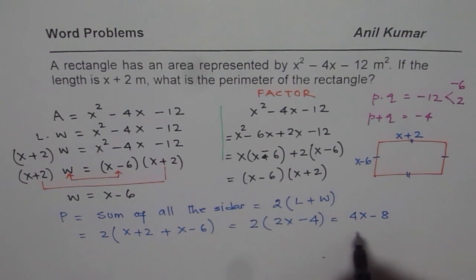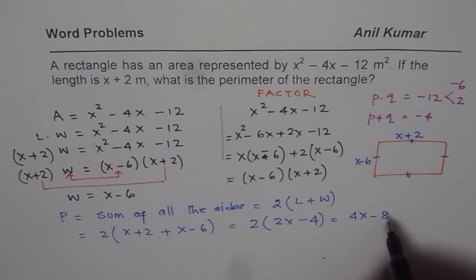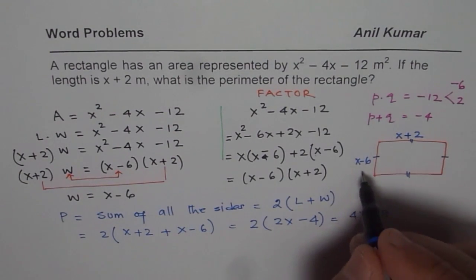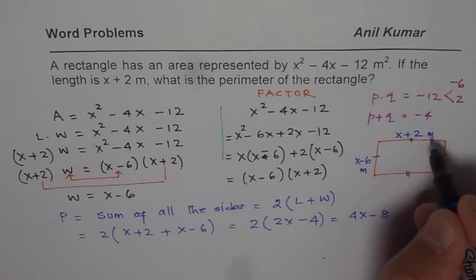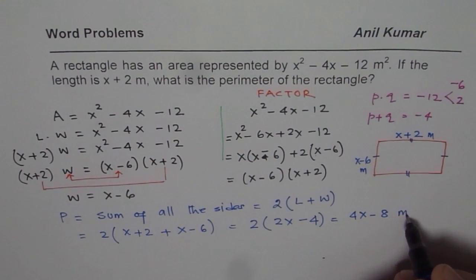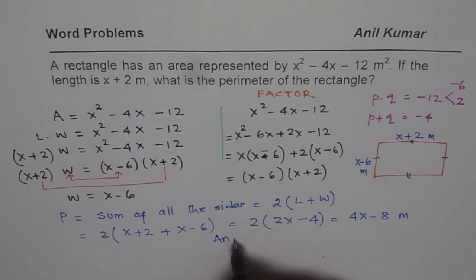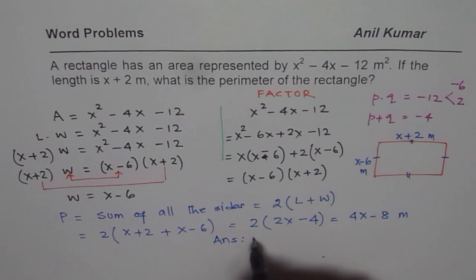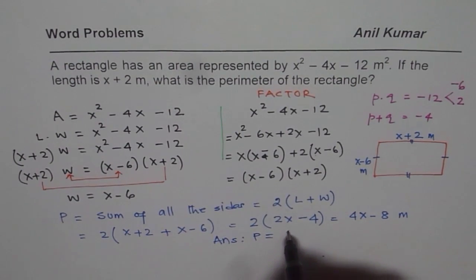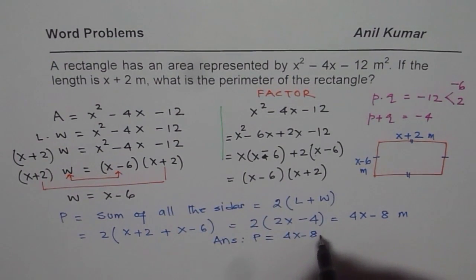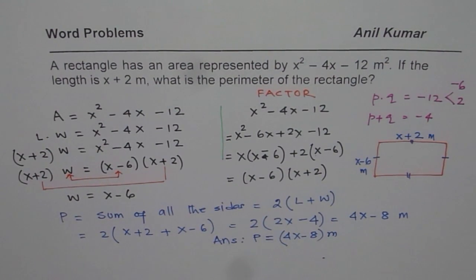So that becomes the perimeter for the given rectangle, and the units for the perimeter will be in meters since each dimension is in meters. So we can write this in meters, and therefore our answer is that the perimeter of the rectangle P is equal to 4x minus 8 meters, right? So that is how you can solve such questions.